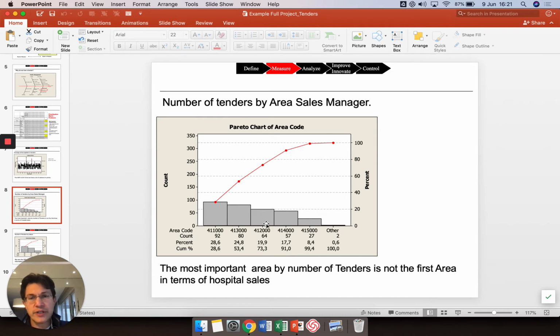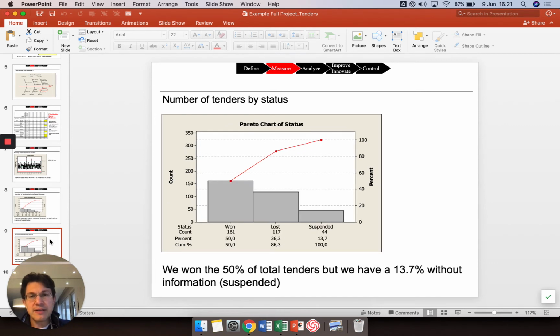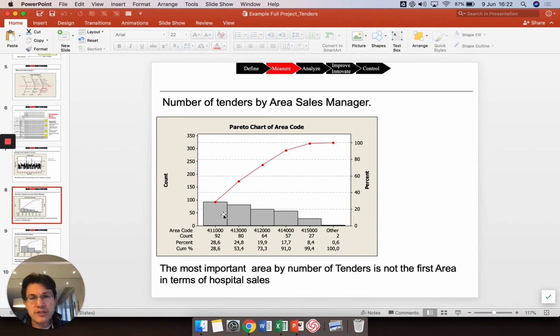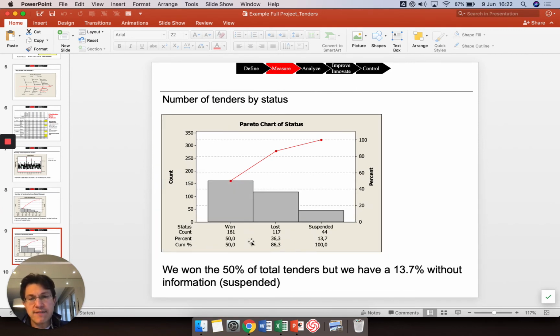So the high priority here in these three areas, 73%, a clear Pareto pattern here. Then the next analysis was about the result of the tenders by status. They were surprised here that there was 13%, or almost 14%, of the tenders in which the company was suspended. In these three focus areas, the winning rate was 50% and the losing rate 36%.